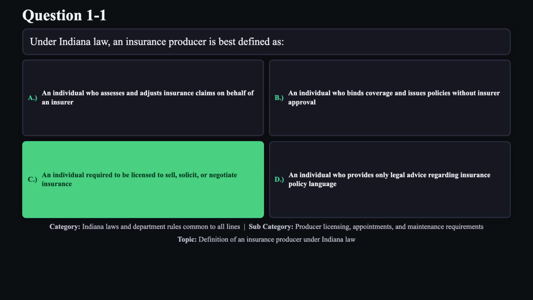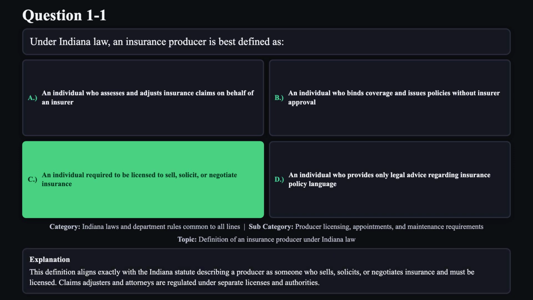The correct answer is C. This definition aligns exactly with the Indiana statute describing a producer as someone who sells, solicits, or negotiates insurance and must be licensed. Claims adjusters and attorneys are regulated under separate licenses and authorities.